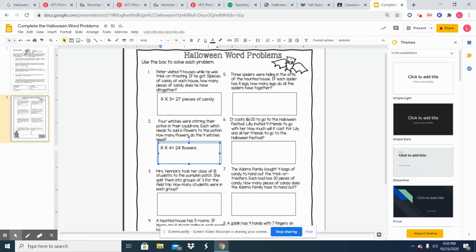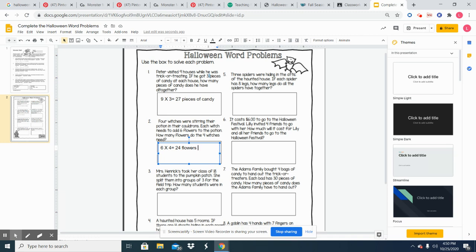Let's look at number 7. The Adams family bought 4 bags of candy to hand out to the trick or treaters. Each bag, geez, there are some typos in this worksheet. Each bag has 30 pieces of candy. How many pieces of candy does the Adams family have to hand out?